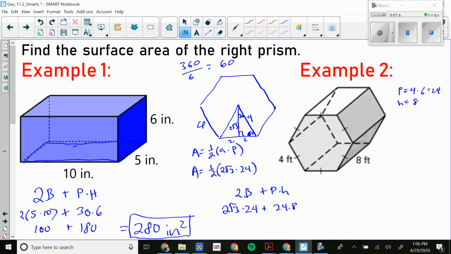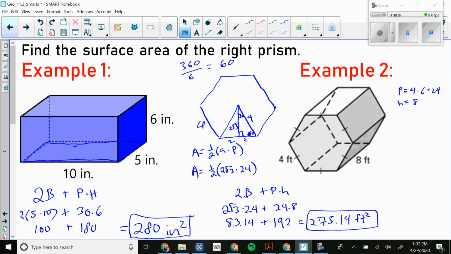We're going to do 83.14 plus 24 times 8 is 192. So 83.14 plus 192 is 275.14. So 275.14 square feet is the area, the surface area of this polyhedron.